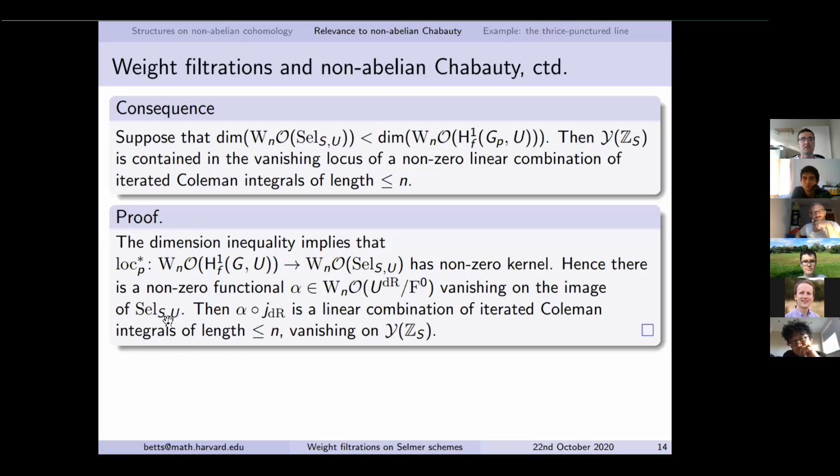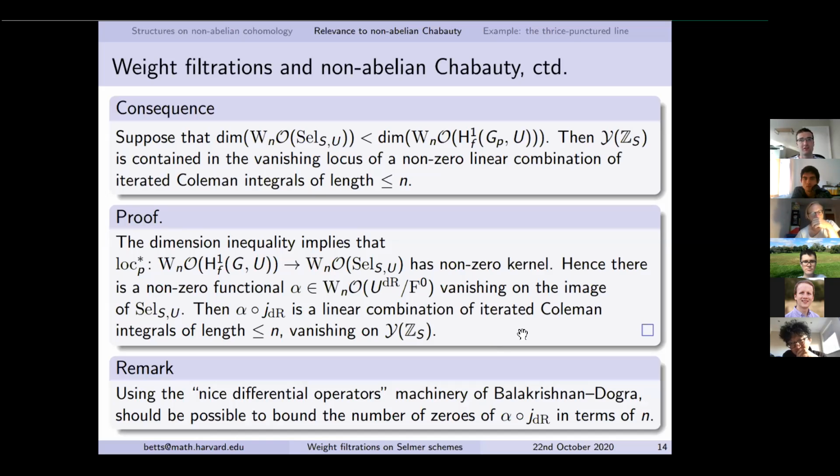The reason, by the way, that one cares about lengths of iterated Coleman integrals is that there's some machinery developed by Jen and Netan, which I don't entirely understand how to fully apply, but I can apply in some particular cases. The point is that this machinery allows you to bound the number of zeros of linear combinations of iterated Coleman integrals if you know the length of those Coleman integrals. This appears in their paper on effective non-abelian Chabauty, with a focus on the quadratic case.